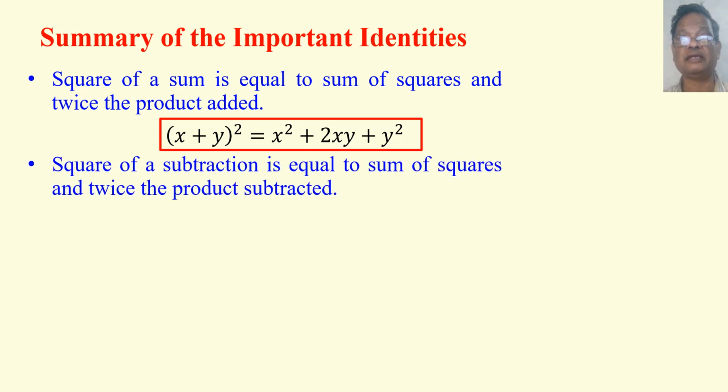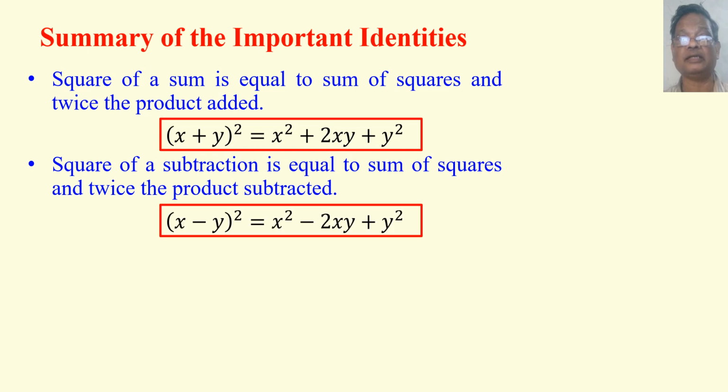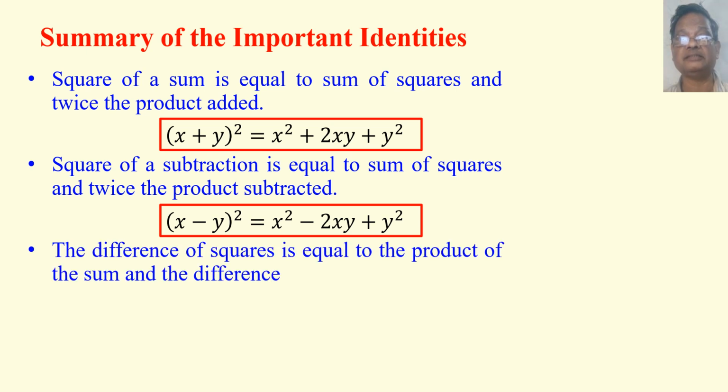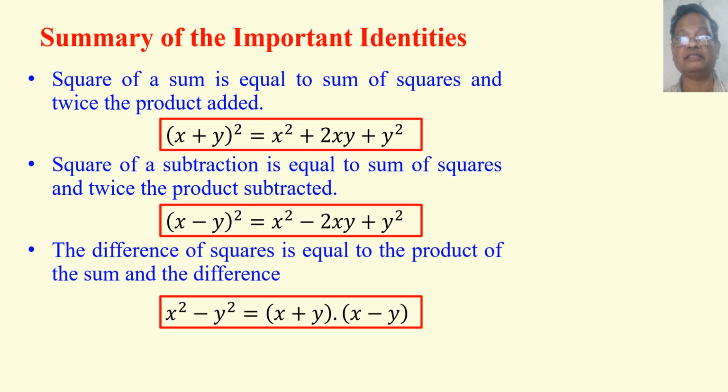Square of a subtraction is equal to the sum of the squares and twice the product subtracted. That is, (x minus y) whole thing squared is equal to x squared plus y squared minus 2xy, written in the standard order x squared minus 2xy plus y squared. The difference of squares is equal to the product of the sum and the difference. That is, x squared minus y squared is equal to (x plus y) into (x minus y).